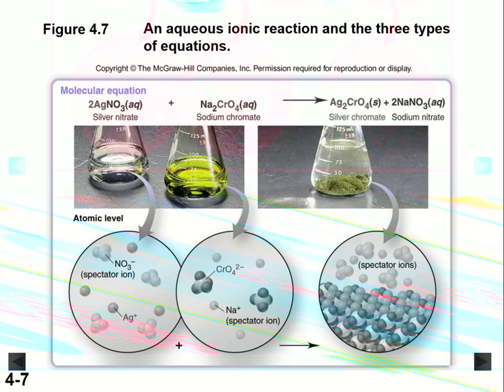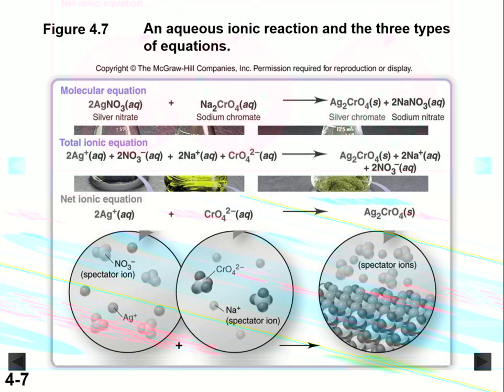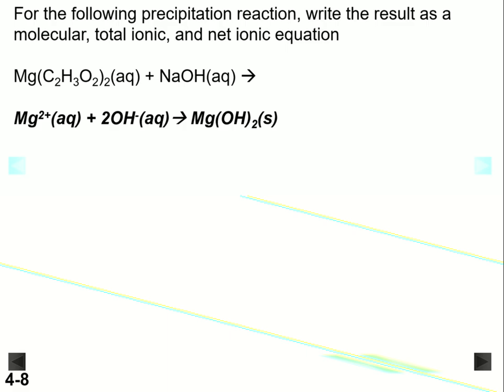Now let's go on and look at the molecular, total ionic, and net ionic equations. We did these last time with this silver nitrate and sodium chromate example. Let's try a different example. And we'll take the first reaction that we looked at a moment ago, the one we did in detail. Magnesium acetate plus sodium hydroxide gives magnesium hydroxide, and then sodium acetate is our spectator. So we can write this in the molecular form.